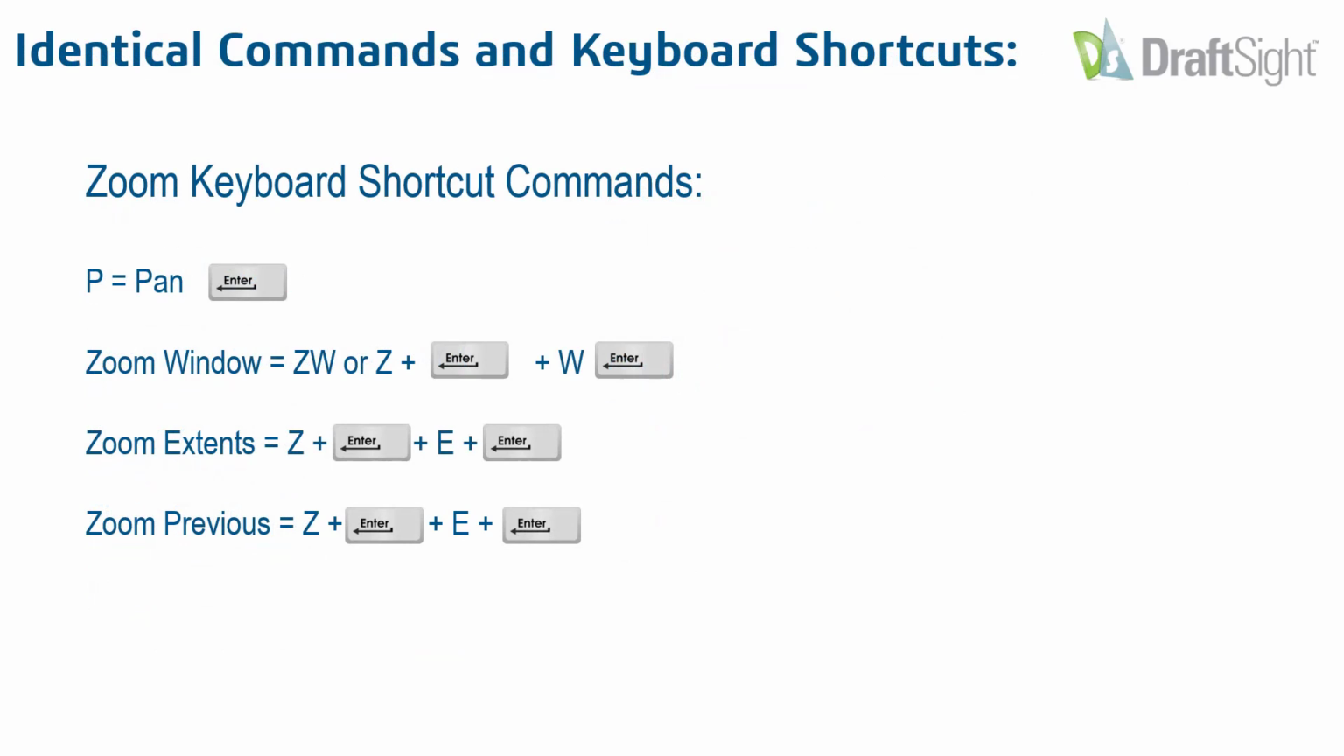Here are some of the shortcut keywords. When we want to pan, we can hit P and then enter. For zoom window, we type Z, then enter, then W, and then enter. It's exactly the same inside AutoCAD. Also, we can zoom extents, so we hit Z and E for zoom extents and enter. And zoom previous, we can do that as well.